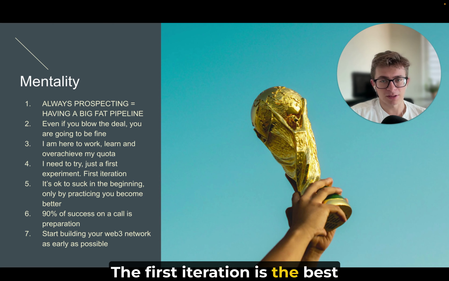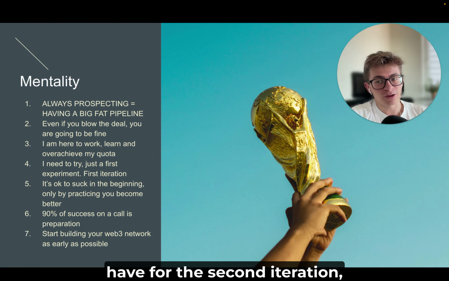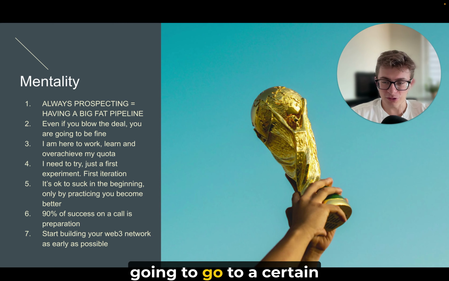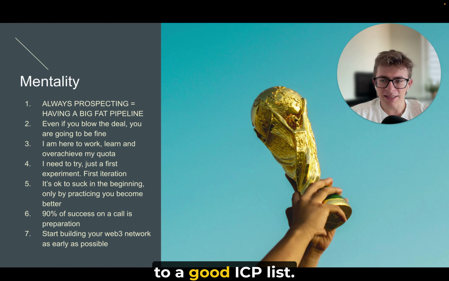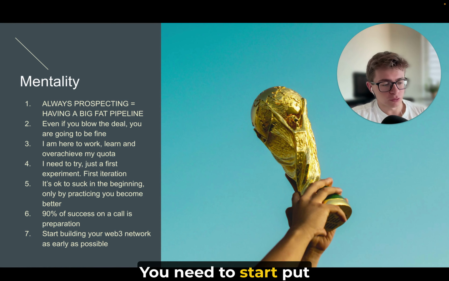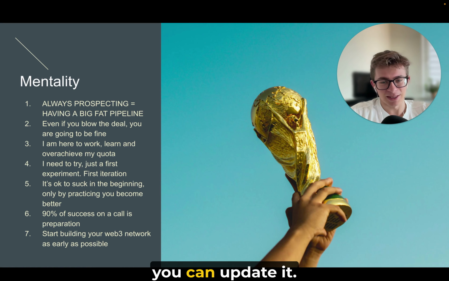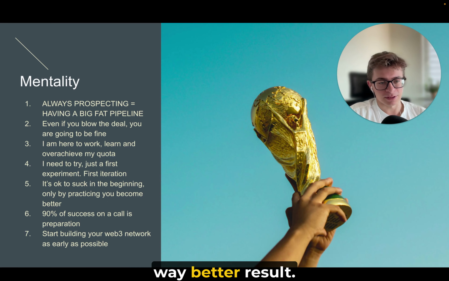The first iteration is the best iteration, and then you just improve the thing that you have for the second iteration, third iteration, fourth iteration, and you're going to get to a good message, a good copy, a good campaign, a good ICP list. You need to put something out somewhere, put the first thing, and once you have it, you can update it, you can learn faster, and you will have a way better result.